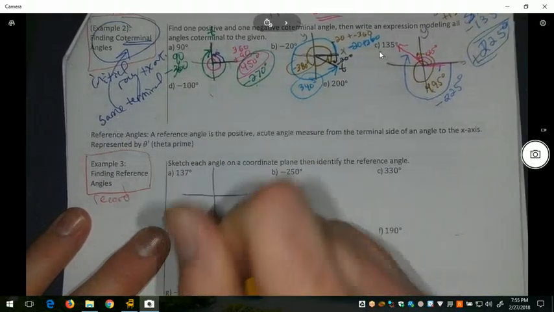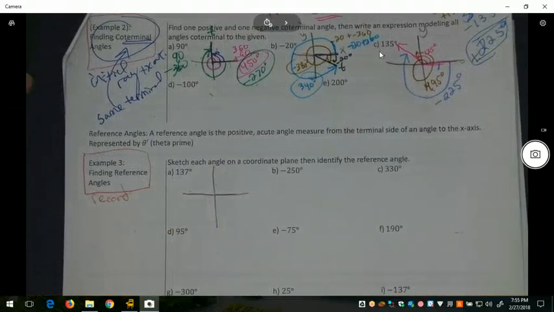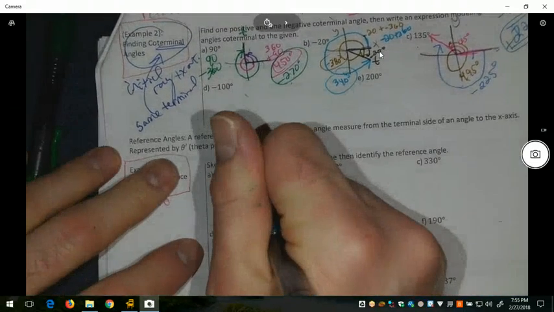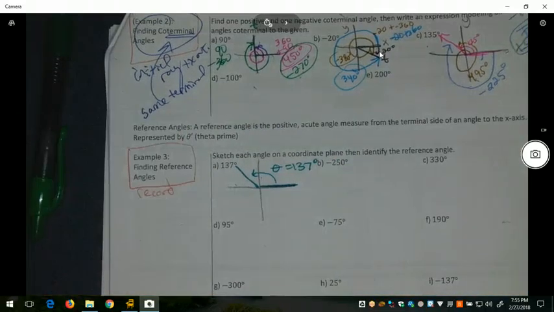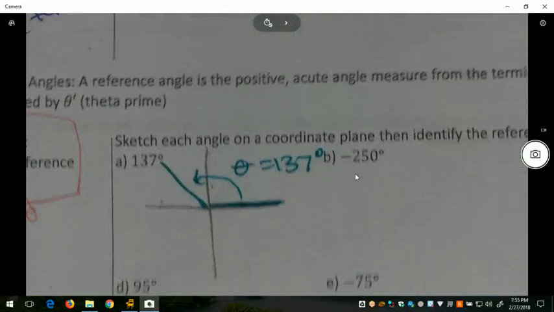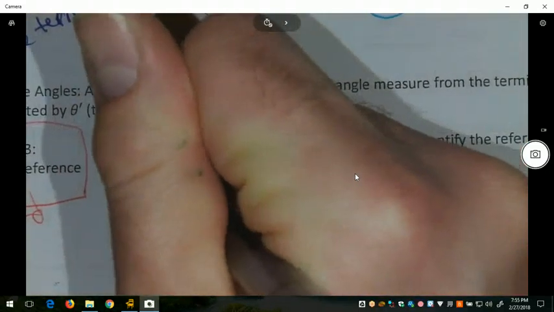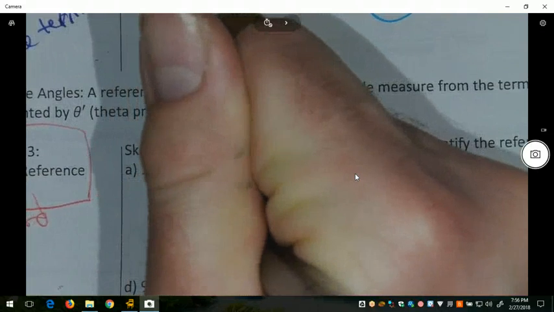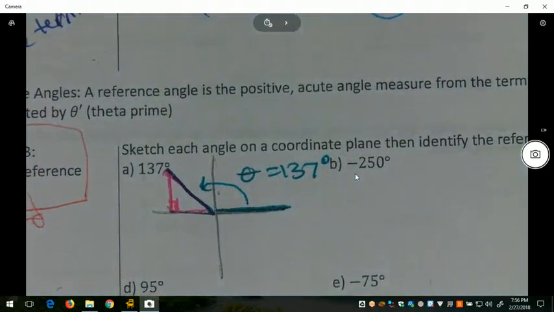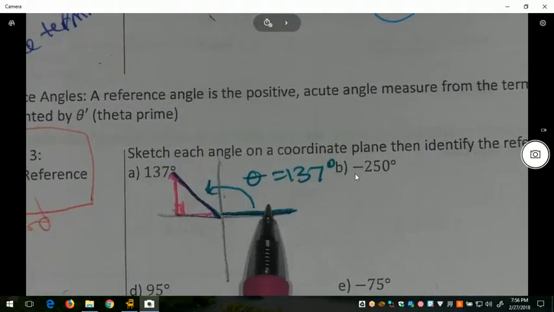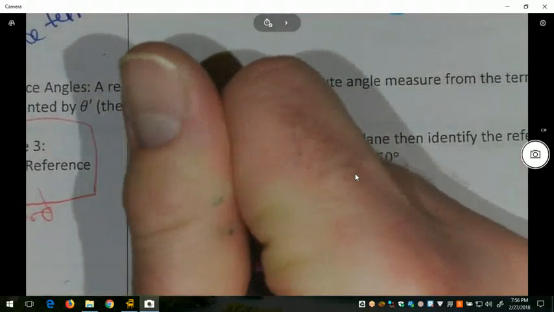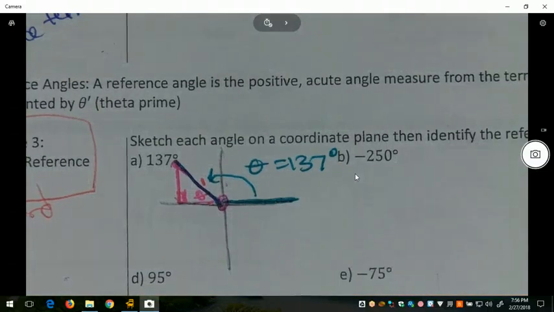So 137 degrees, we know that that's more than 90 and less than 180. So I'm going to, in blue, draw a sketch of that angle. And I'm going to call that angle theta. From here to here is theta, and theta is 137 degrees roughly. It's supposed to be exactly, but that's what we're saying, is that is 137 degrees. Well, I need to drop a line from this terminal ray to the x-axis, creating my right triangle in pink. Inside that right triangle is not 137 degrees. It's an acute angle at the same vertex, this angle, which we call theta prime.